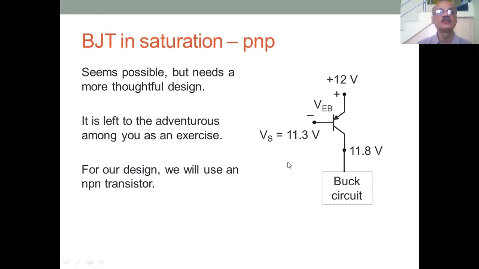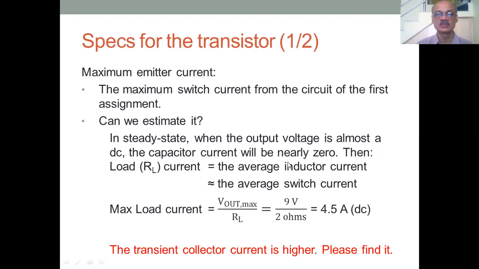We are not building the most efficient buck converter for our assignment. All right, so given all this, let us decide the specifications for the transistor, the switch. This whole lecture is about the design of the switch. So the two things we need to decide about the transistor are the current and the voltage.